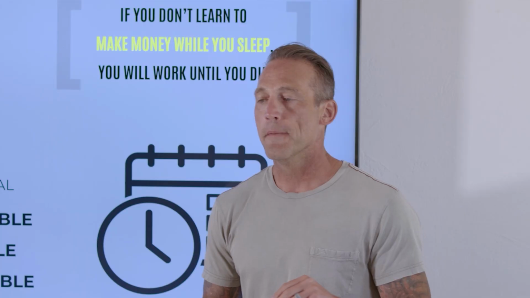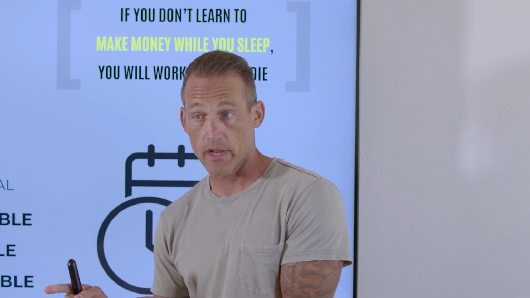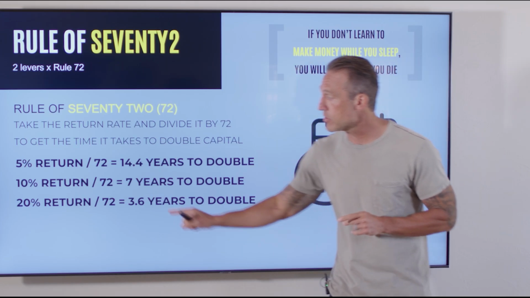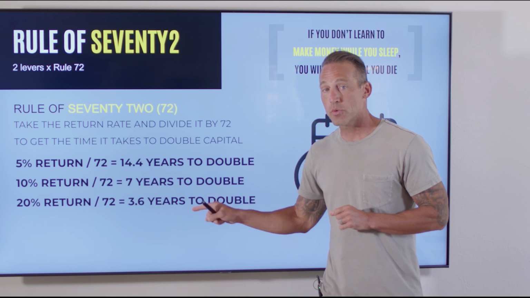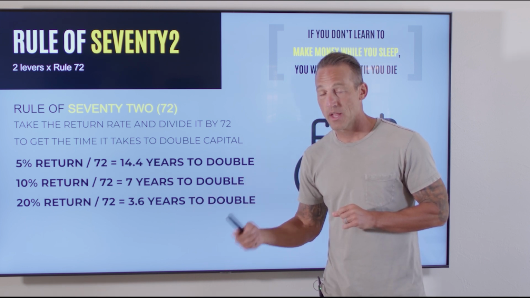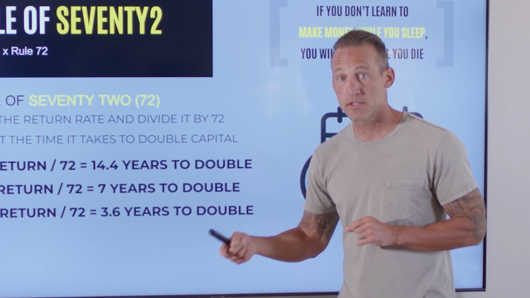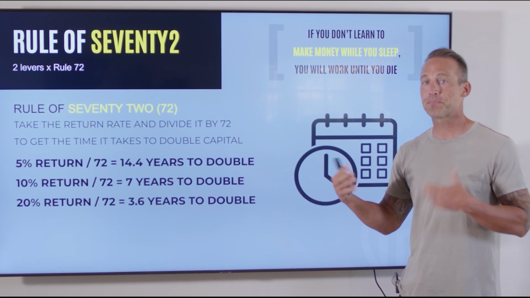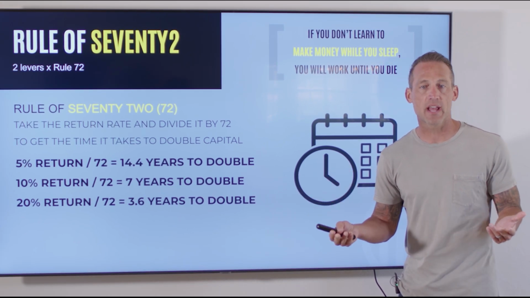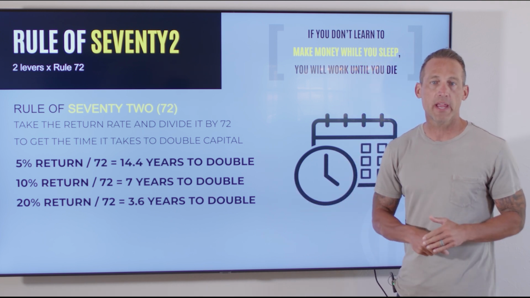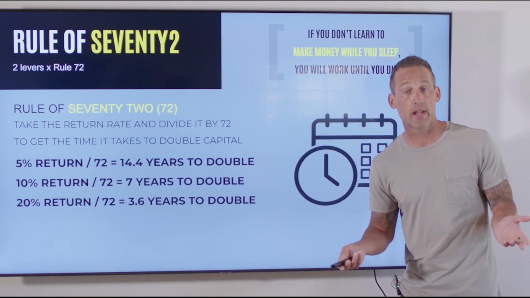So what do I mean? I need 500 grand to get to my number, but I only have 100,000. So if I can earn 20% return in 3.6 years, that's 200 grand. And another 3.6 years, that's 400 grand. So now I've only waited about plus or minus 7.5 years, maybe 8 years to get to that goal. Can you wait 8 years? How old are you? Are you okay waiting 8 years?